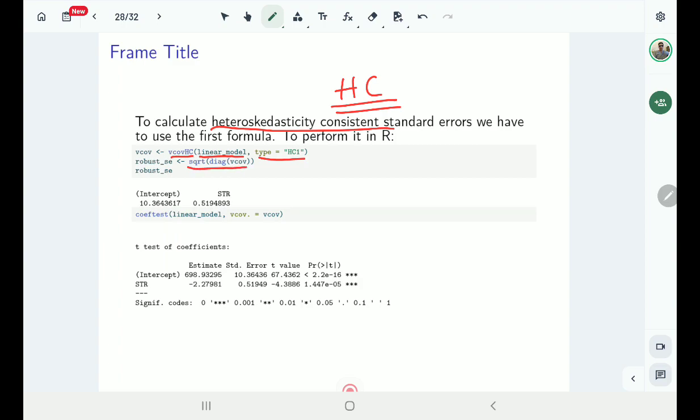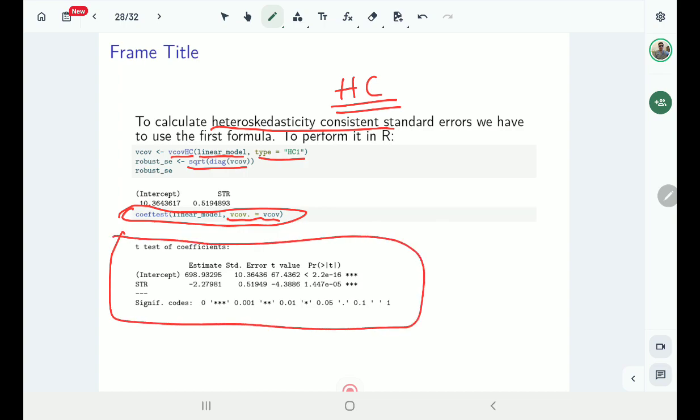And then you take the diagonal elements of this matrix, and you use another function called coeftest, with the linear model, and you have to supply the vcovHC. Okay, and in that case we receive this kind of output. Here the standard errors are actually consistent with the heteroscedasticity problem. If you remember, in the previous example we received something like 73 for the t-test of the intercept estimate, and for the slope we got something like minus 4.5, as far as I remember.